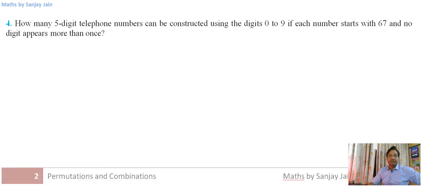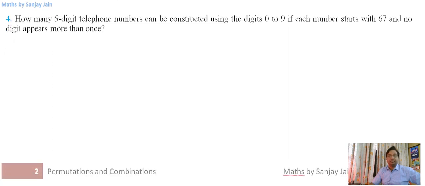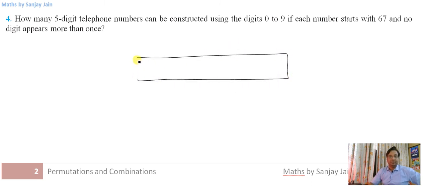How many 5-digit telephone numbers can be constructed? So I have to fill 5 places, right? 1, 2, 3, 4, 5, right? So I need 5-digit phone numbers using the digits from 0 to 9. Okay. If each number starts with 67, so for the first 2 places I do not have any option apart from this. So I have to fill these first 2 places with these 2 numbers. So these 2 digits, I don't have any other option. So let me fill these places already.